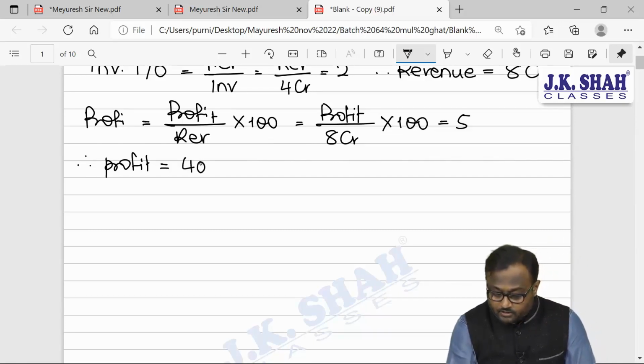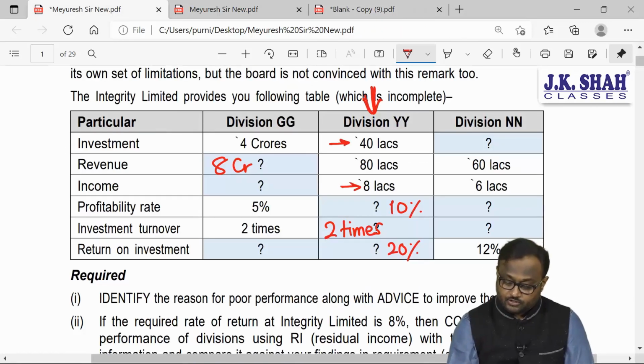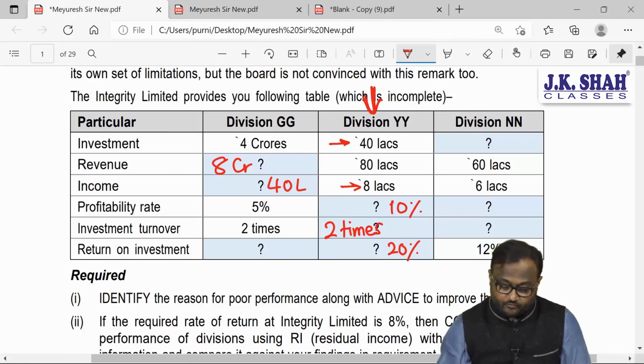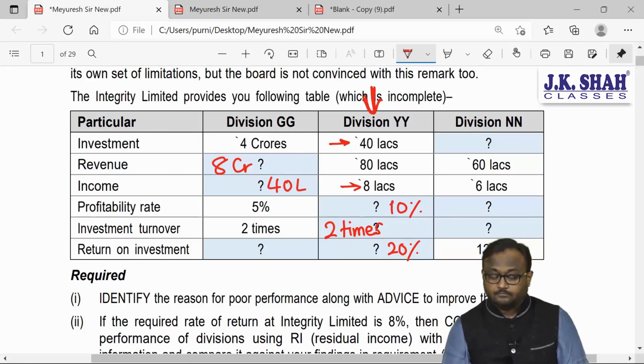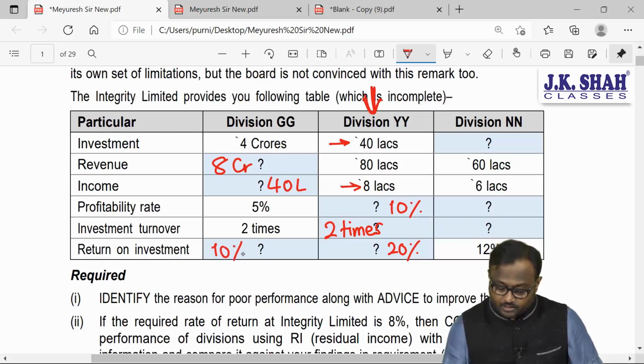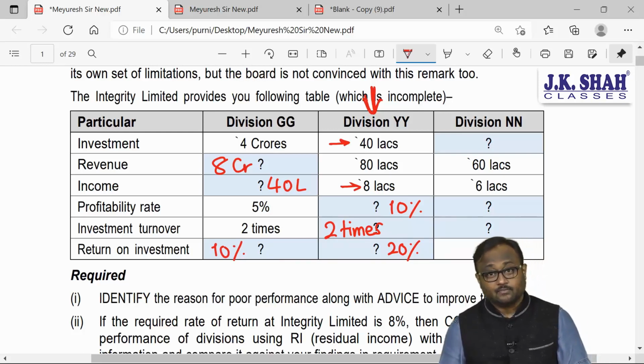Your profit is 40 lakhs. So, how much will be the return on investment then? 40 lakhs is your income, 4 crores is your investment, 10% will be your return on investment. So, 4 crores, 8 crores, 40 lakhs, 5%, 2 times 10%. ये होगा मेरा answer.